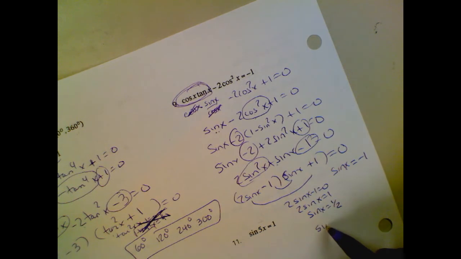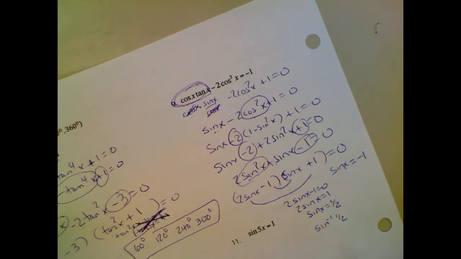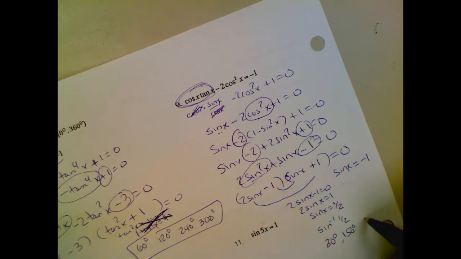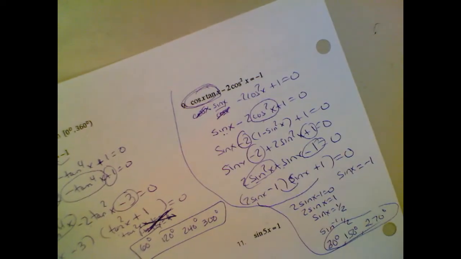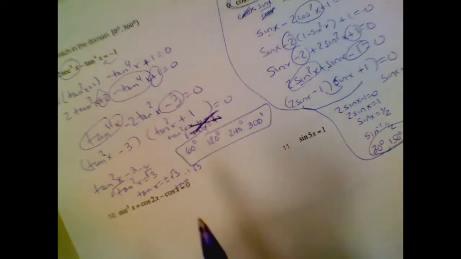So arc sine of 1/2 is, what angle has a sine of 1/2? 30. And then it's also in the second quadrant, 150. When is sine negative 1? That's only at 270. Unit circle knowledge. So that's 9.